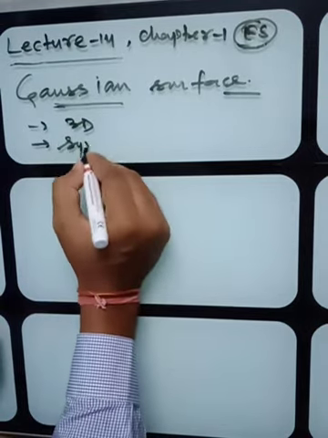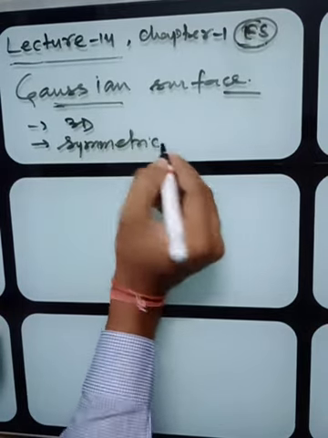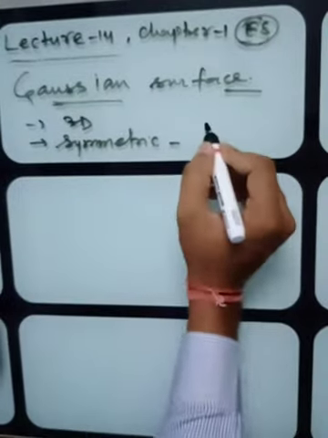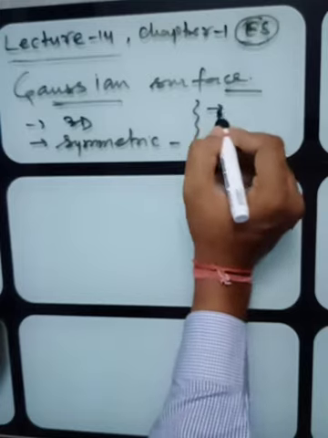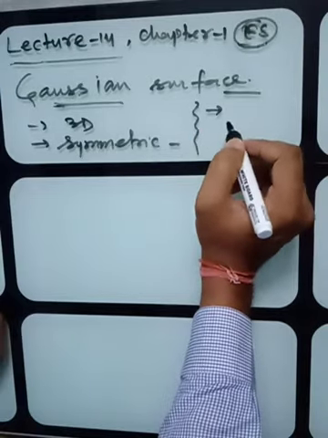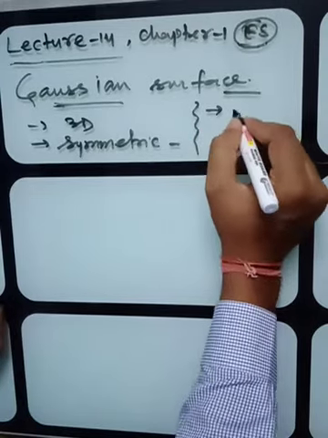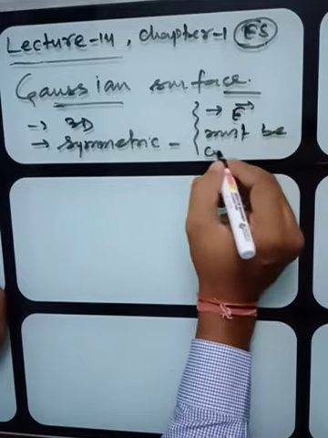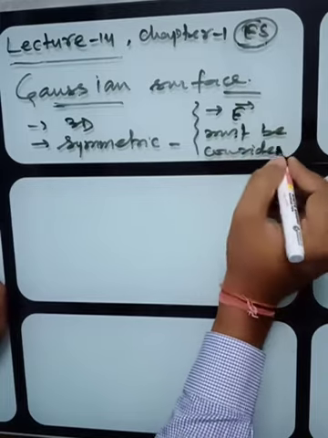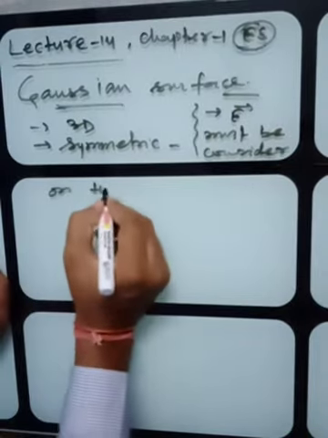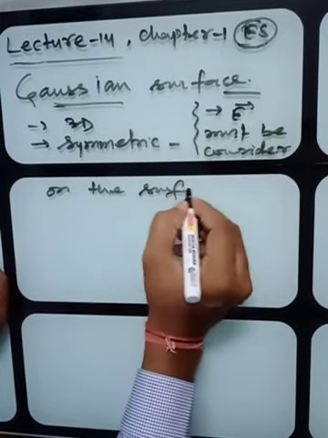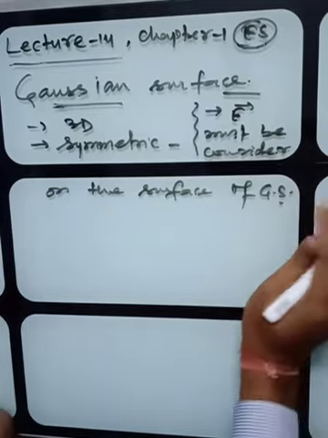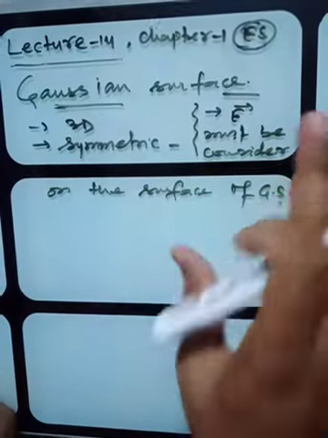Remember, symmetric. Why symmetric? For simplicity. It would be easy for your calculation. Okay, and the third, which is most important, electric field must be considered, E must be considered on the surface of Gaussian surface. Okay, you have to study the electric field on the Gaussian surface. This is the very important.